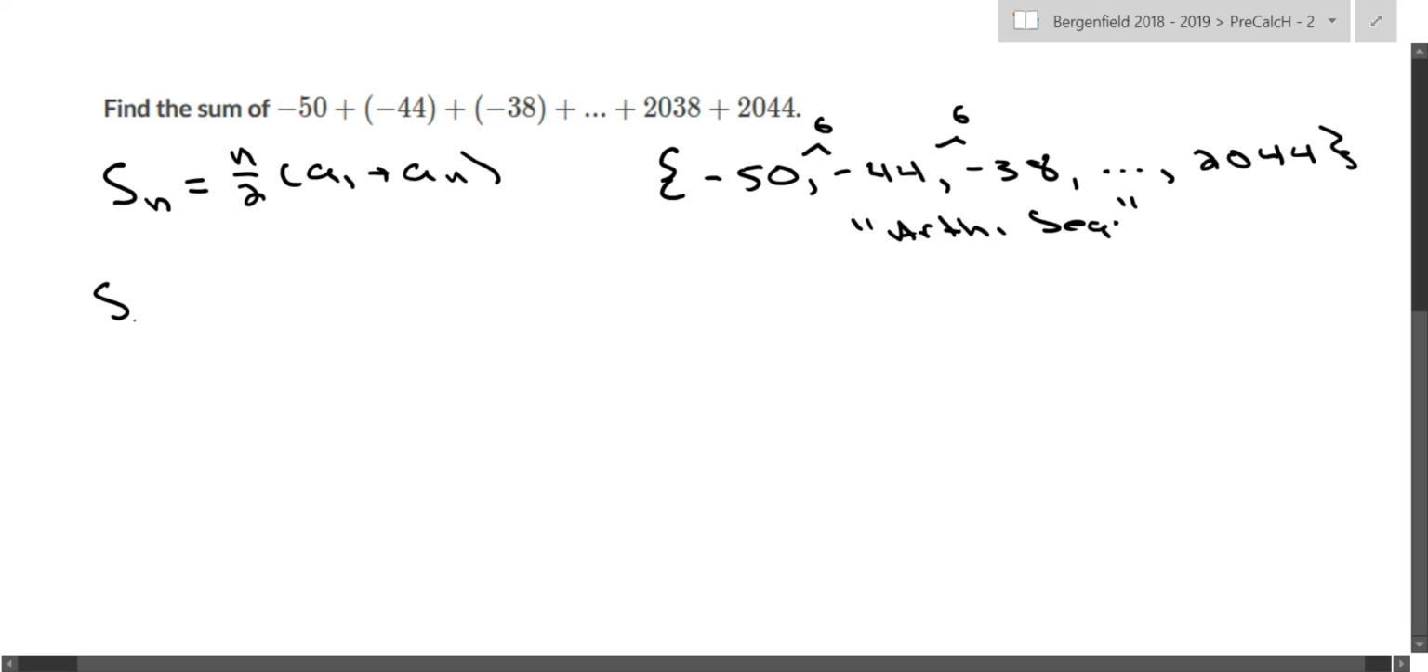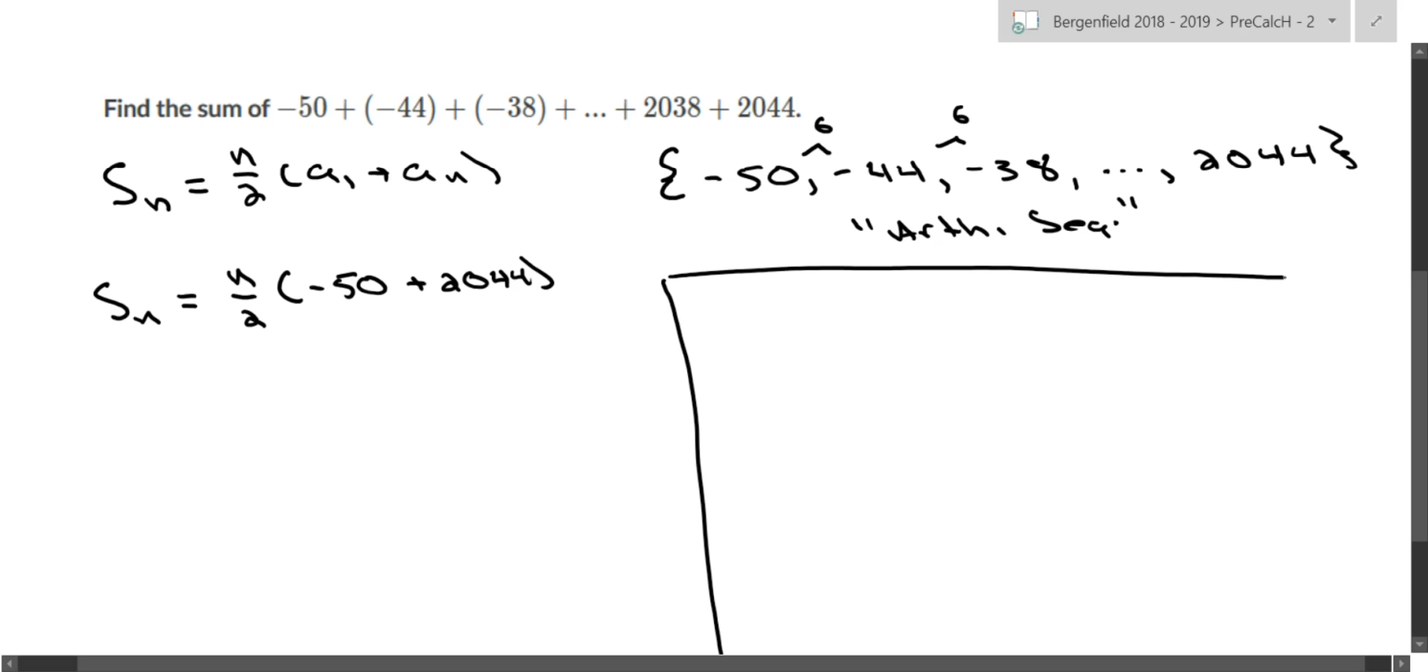So let's see if we can use it. Sn, oh wait a minute, I don't know how many n's there are. How am I going to figure that out? Well, let's put in some numbers. So here's our negative 50, that's our first term, and here is our second term. And the big question is, how do I find that n? So let's look at a simpler example and see if we can figure out how to find it.